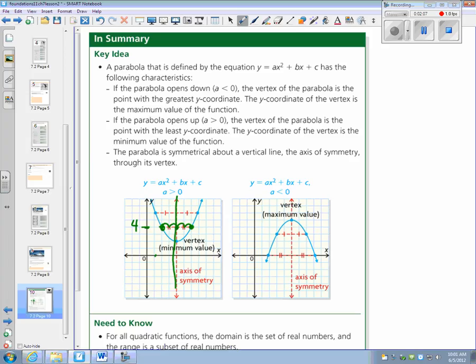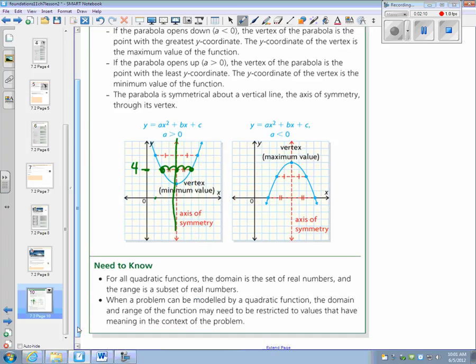A couple other things. For all quadratic functions, the domain, so that's all the x, is the set of all real numbers. So what that means is if I extended any quadratic function, I could get a value for every single value of x. Every single value of x could exist. Okay? The range, or the y values, is a subset. So in this case, my y value is all the values bigger than that minimum value. So all y greater than or equal to 2.